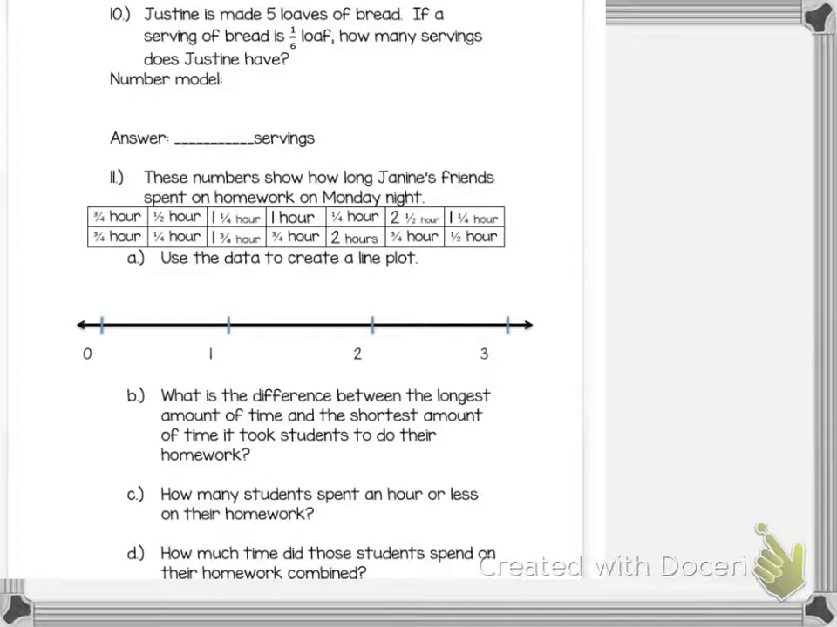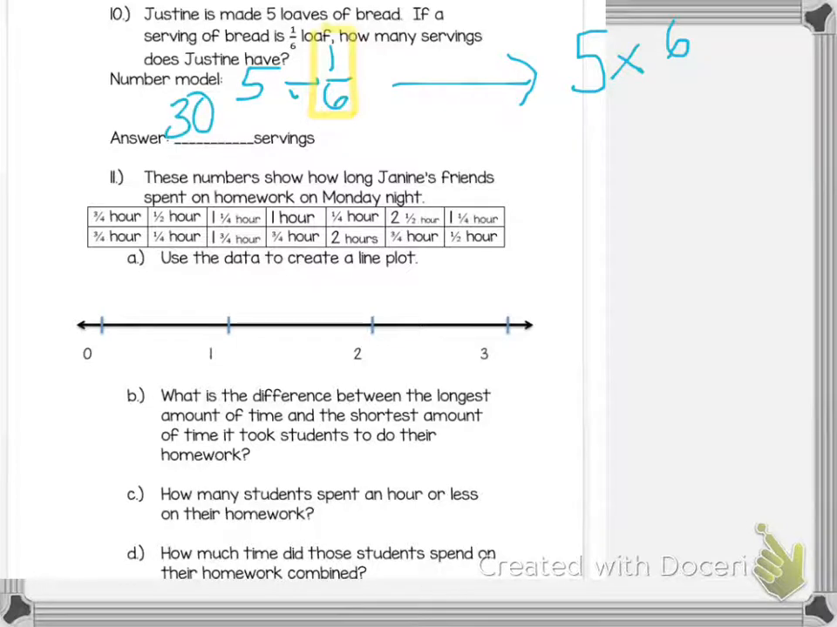Justine has made 5 loaves of bread. If a serving of bread is 1/6 loaf, how many servings does Justine have? Our number model: we have 5 loaves, and we are dividing it by 1/6. So I'm going to show my work over here. I like the reciprocal method, so I'm going to flip the 1/6. It turns into 5 times 6. 5 times 6 is 30. So there are 30 servings of bread.